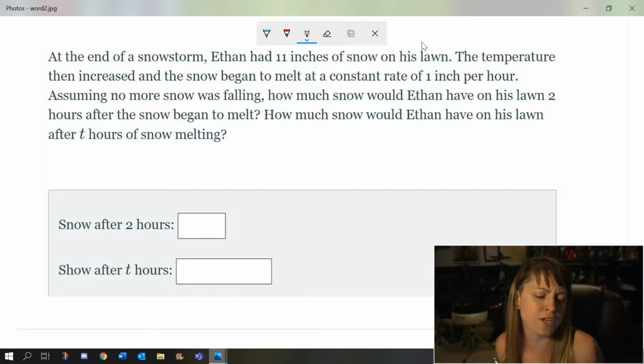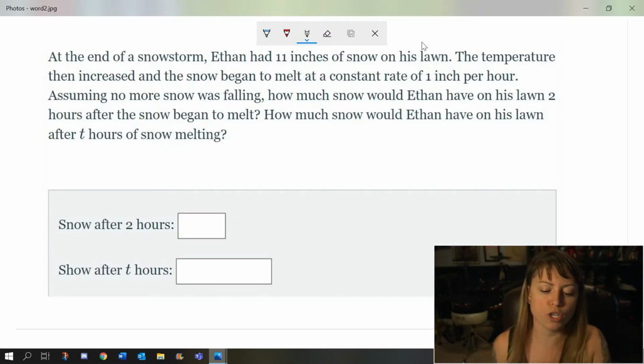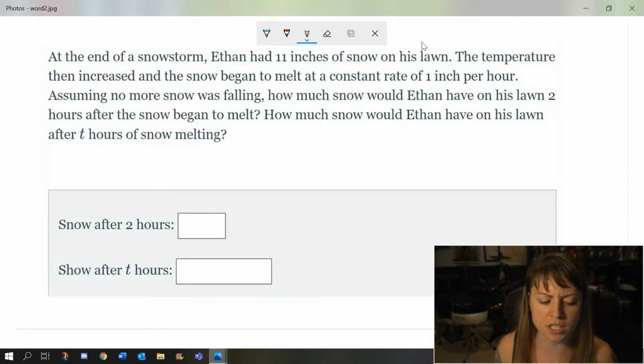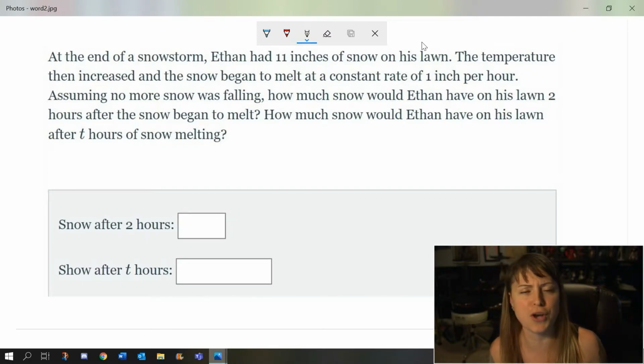The temperature then increased and the snow began to melt at a constant rate of 1 inch per hour, which means the snow's melting. Assuming no more snow was falling, how much snow would Ethan have on his lawn 2 hours after the snow began to melt? And how much snow would Ethan have on his lawn after T hours of snow melting?